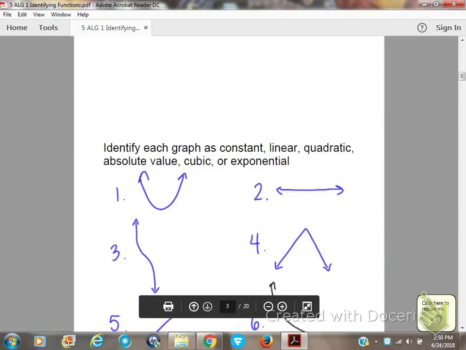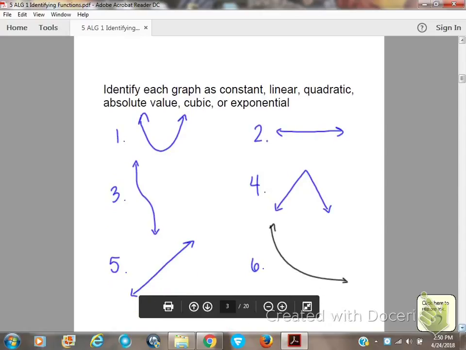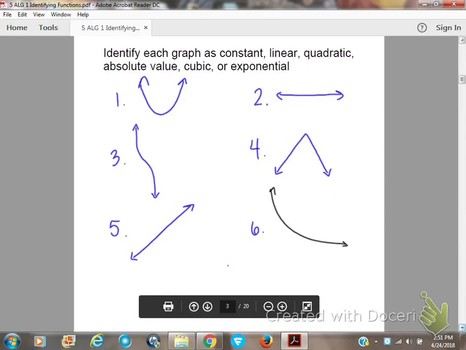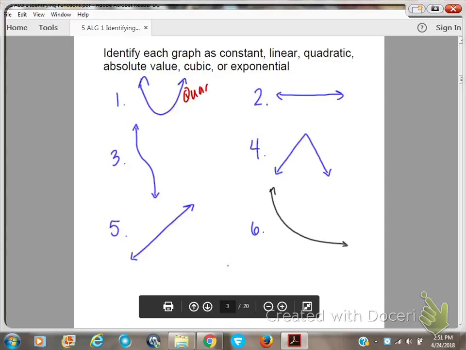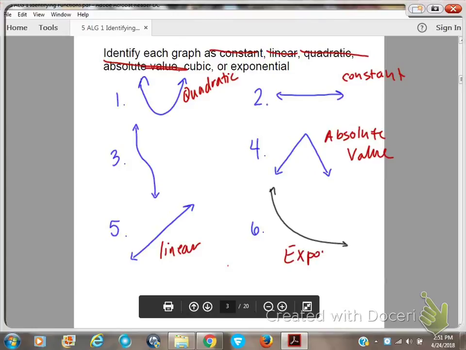Looking at the graphs, you have to be able to look at a graph and tell me what type of a function it is. That first one is a parabola, and every parabola is a quadratic. Number 4 is a V shape, which means it's absolute value. This flat horizontal line is what we call constant. This nice diagonal line at number 5 is linear. On number 6, that slide-looking thing, that's exponential, specifically exponential decay.